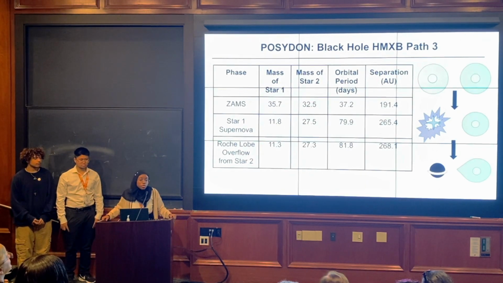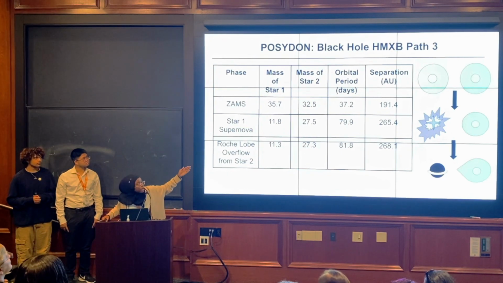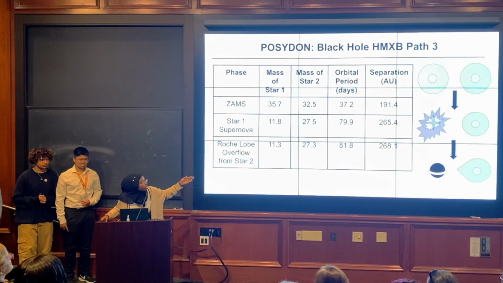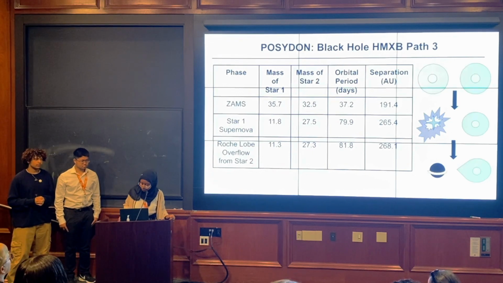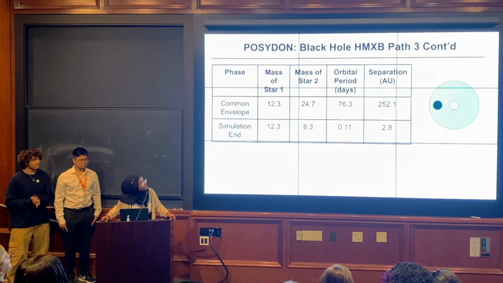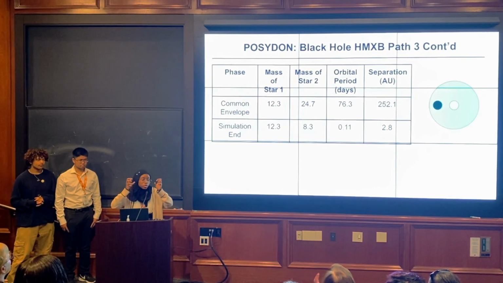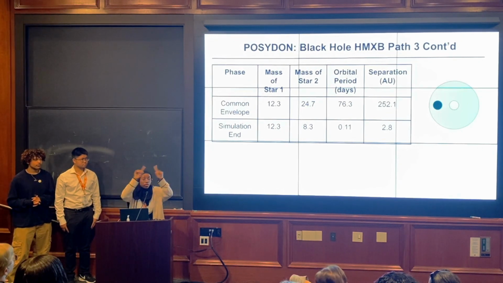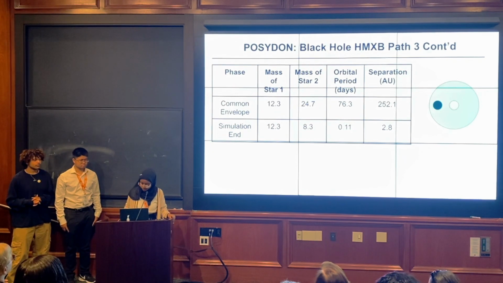So the third path was our rarest path out of all of our simulations, and it is similar to path 2 in that it undergoes ZAMS, the 0-age main sequence. Star 1 explodes into a supernova. There's Roche lobe overflow, so mass from star 2 being accreted into the black hole that star 1 became. But what is unique is something called a common envelope, which is a phenomenon where the 2 stars are enshrouded into the envelope of one of the stars. So as you can see, they're both together within the same envelope. And after that, the simulation ends.